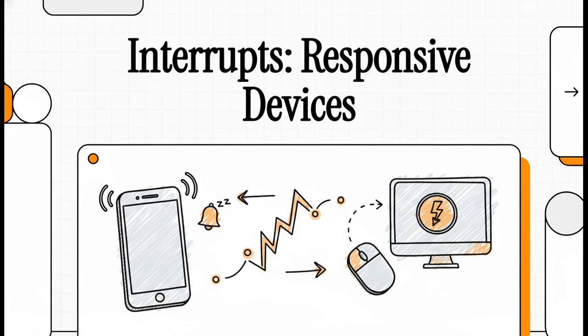Every single time your phone buzzes with a notification or your cursor zips across the screen the instant you move your mouse, you're actually witnessing a tiny, lightning-fast event called an interrupt. They are truly the unsung heroes that make all of our modern gadgets feel so incredibly responsive. So let's dive in and see exactly how they pull it off.